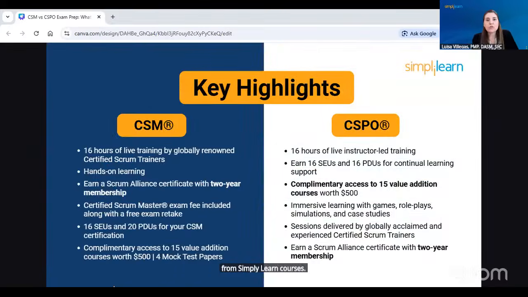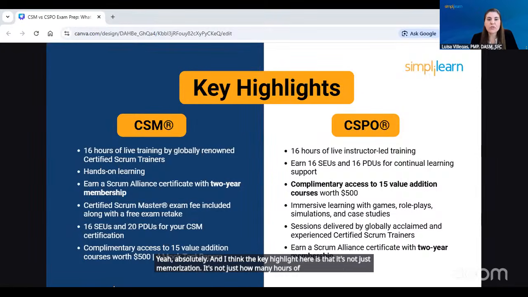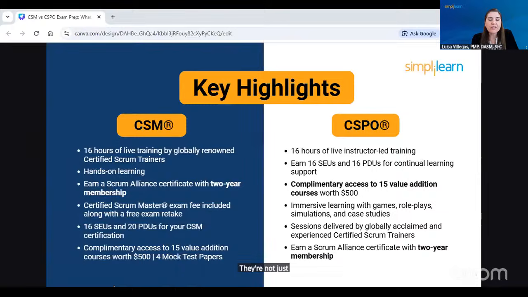Yeah, absolutely. And I think the key highlight here is that it's not just memorization. It's not just how many hours of training you're going to receive. It is the ability for your trainer to help you apply the knowledge to real world scenarios, because that is what these certifications are looking for. They're not just wanting you to memorize things, but to understand how to apply them in the real world.